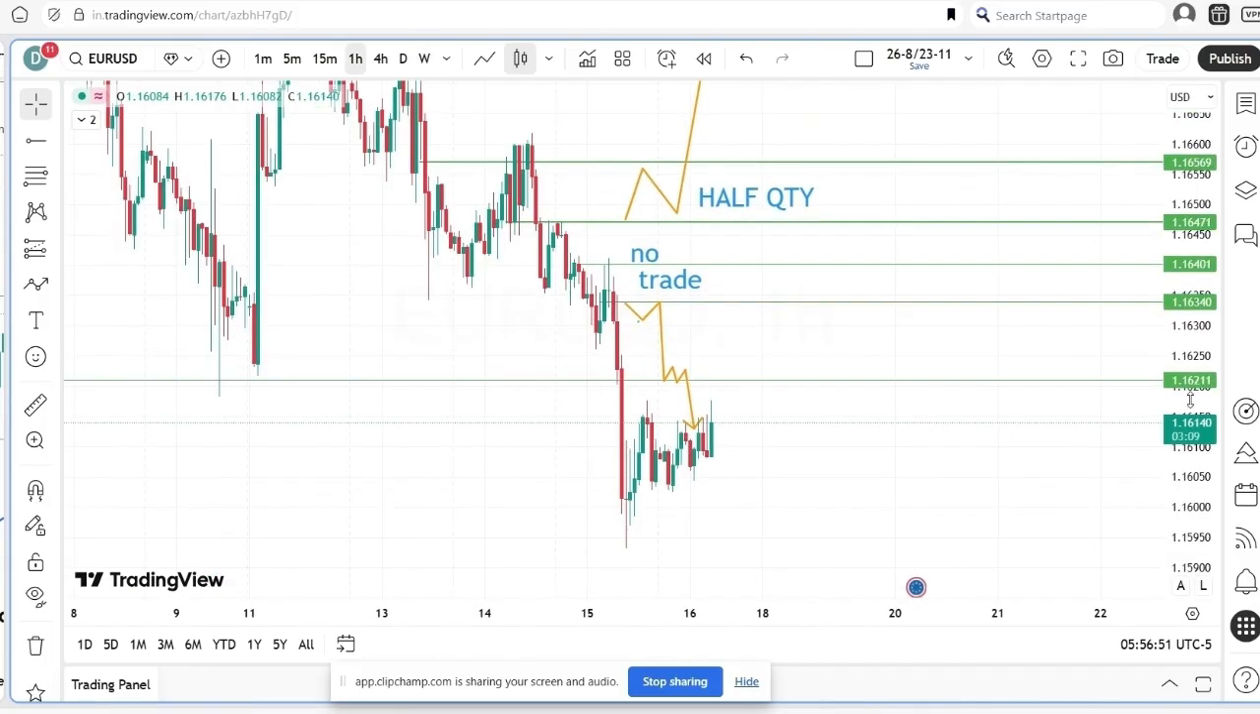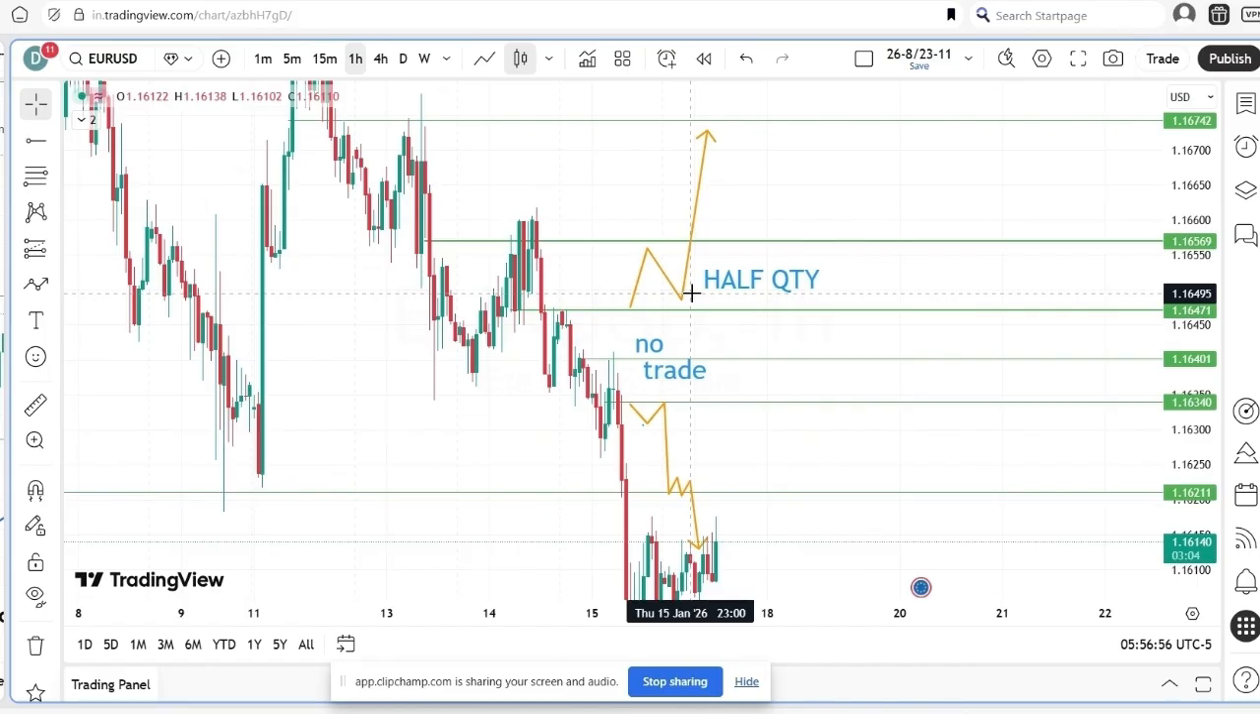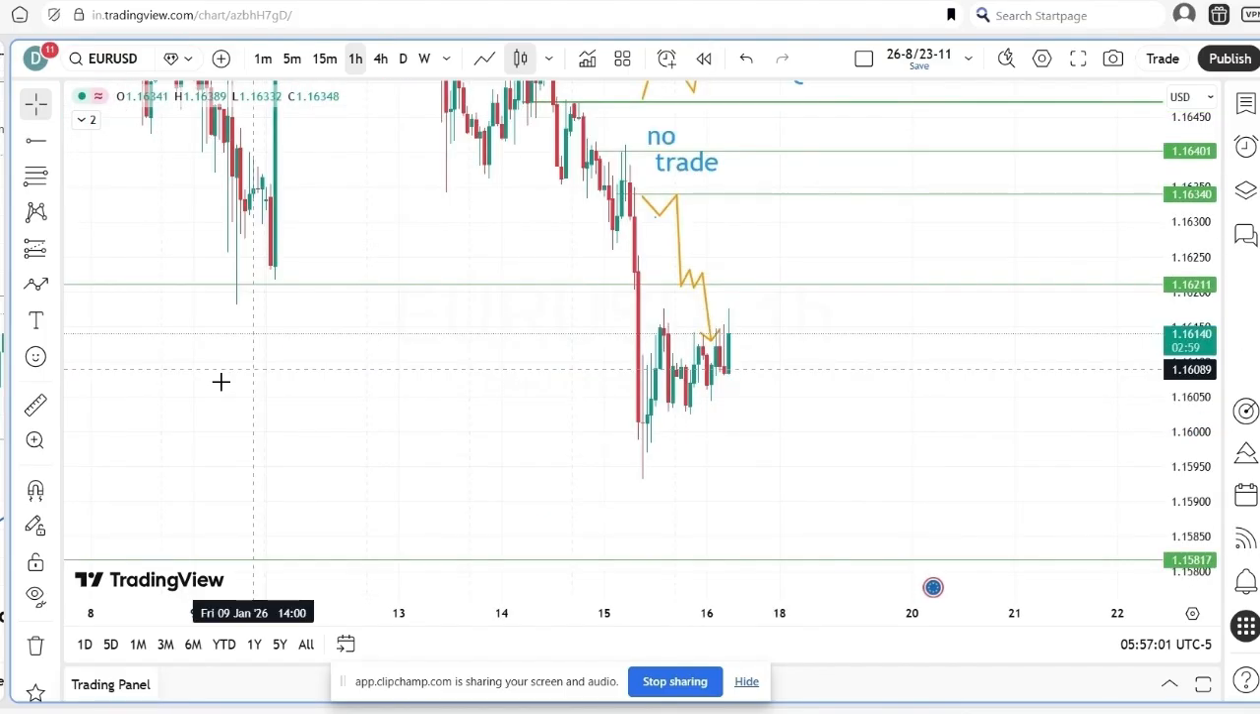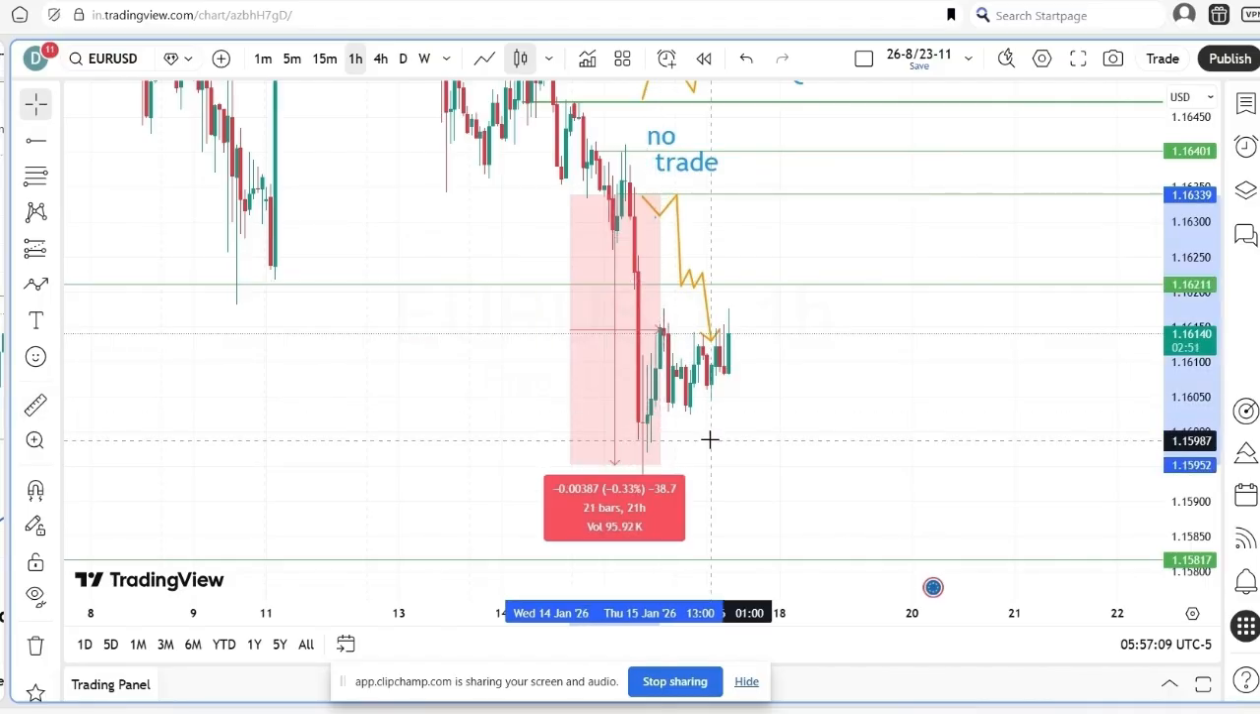Okay, in EUR/USD also, here we have achieved good points. This whole area was a no trade zone. Above this level we have to look for buying opportunities in half quantity. From here till here no such scenario appeared, and below this level we achieved firstly 12 pips and then 38 pips. The problem is our trail SL got hit on 15 minutes.